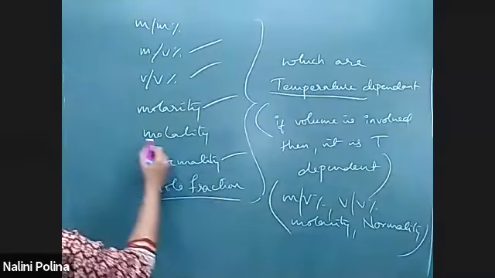Okay, somebody is asking about parts per million. Parts per million, actually you will learn in the solutions chapter next year, but still you have asked, so I'm telling you. Parts per million, which we call ppm, means the number of solute parts present in million parts of a solution. Parts per million is another concentration term. I'll give you a brief introduction.